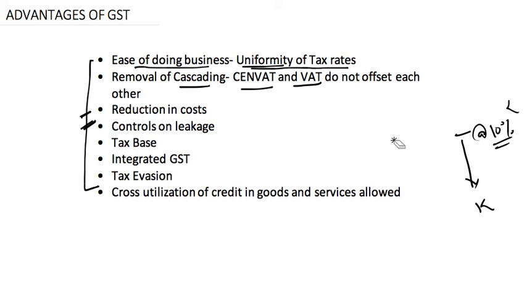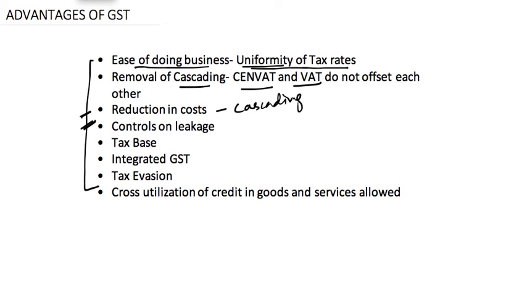Next one is reduction in costs. The costs reduce because of different reasons. Number one, cascading reduces, as I talked before. You have to pay only one tax rate at multiple stages, and you're not required to pay different taxes. Thirdly, your administrative costs also come down because you are required to pay tax at only one stage and not at multiple stages. There are loads of benefits of GST.